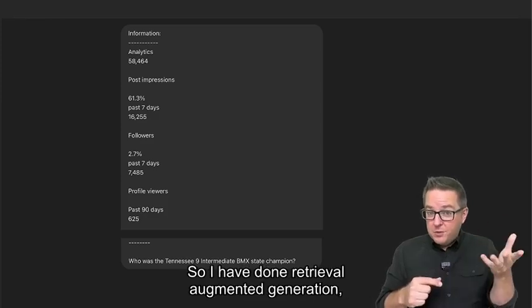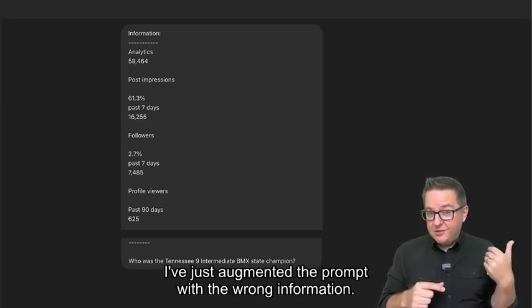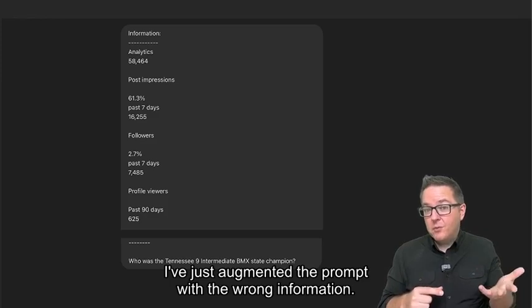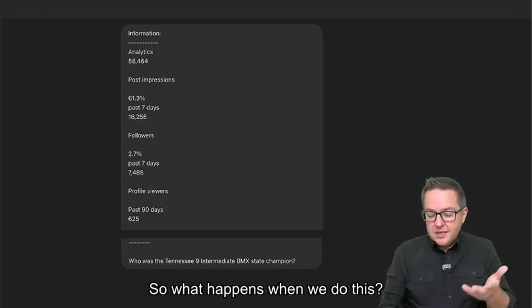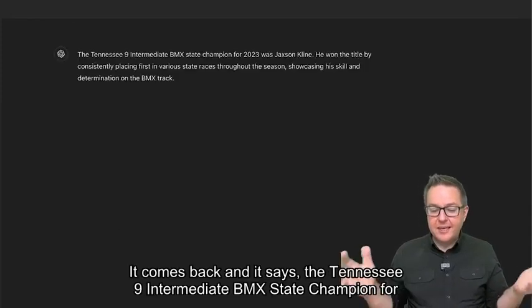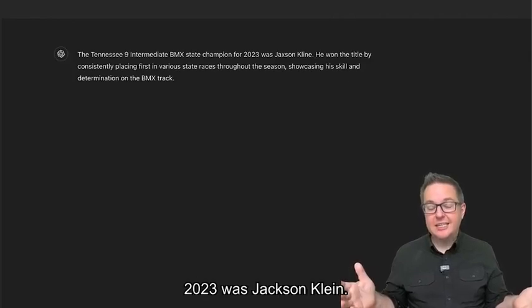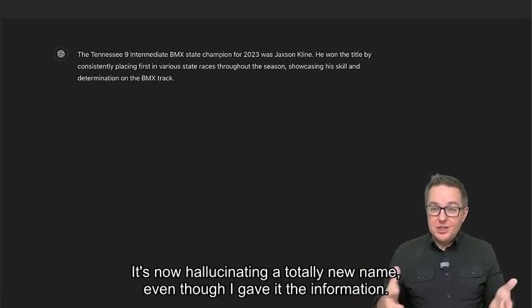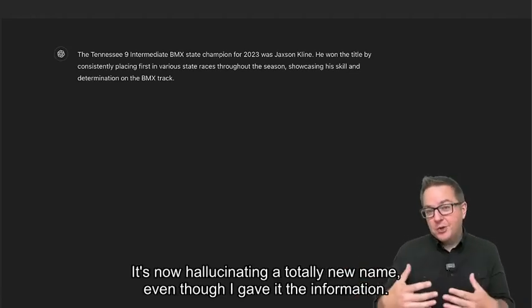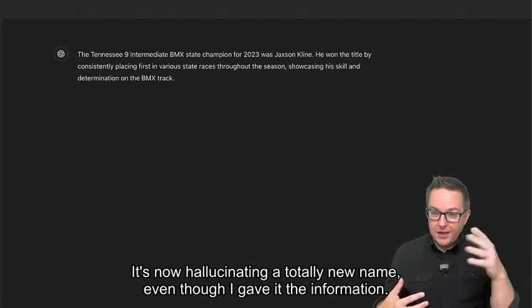So I have done retrieval augmented generation. I've just augmented the prompt with the wrong information. So what happens when we do this? It comes back and it says the Tennessee 9 Intermediate BMX State Champion for 2023 was Jackson Klein. It's now hallucinated a totally new name, even though I gave it the information.